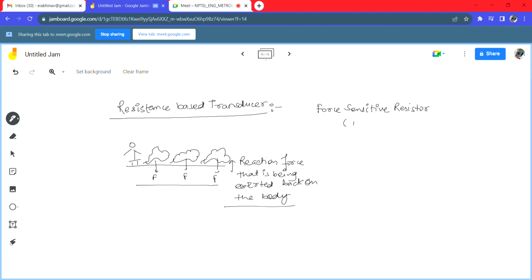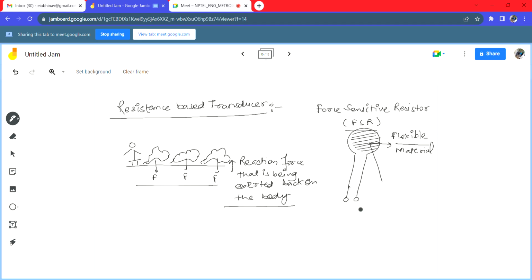In short, we call it as FSR. So what it does is, this is the actual packaging of a FSR resistor, and on this portion a flexible material is mounted.